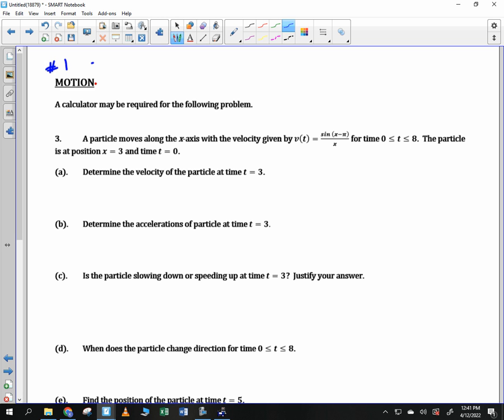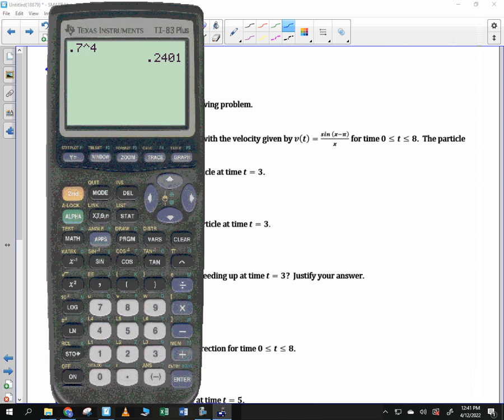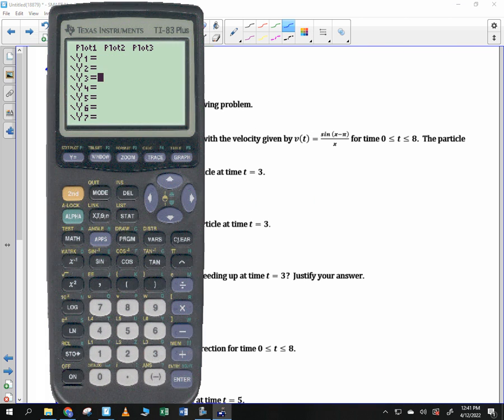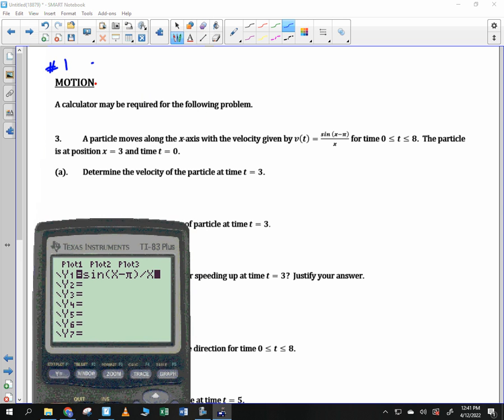Anybody? Tell me what to do. Yeah, simply just plug in 3, right? So I'm going to take out my calculator. I'm going to go into y equals, clear this stuff out, and enter sine of x minus pi, divided by x. It says just find the velocity of the particle at time equals 3, so I'm going to do v of 3.